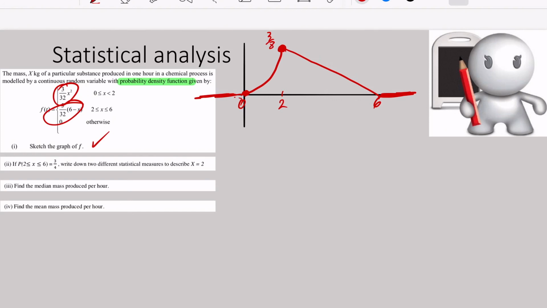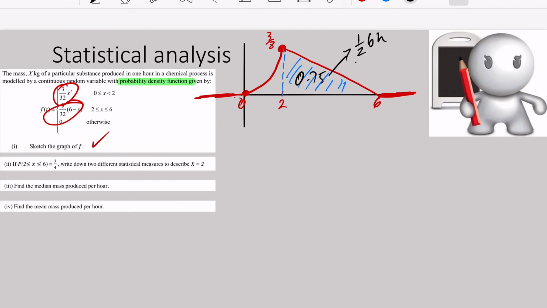Okay, now if the probability from 2 to 6 is 3/4, let's make a little bit of sense here. So it's given us the probability, so it's actually given us the area underneath this function. So the area underneath this function is 0.75. Now I can actually work that out. It wouldn't have been hard to work that out.